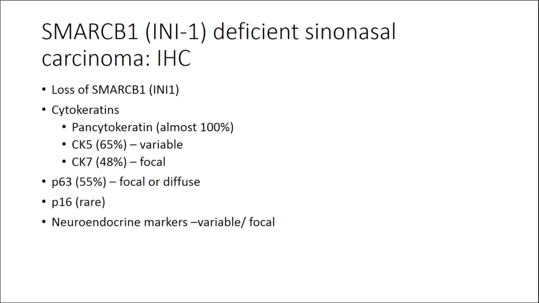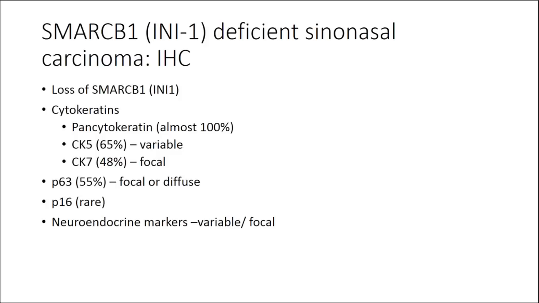So in terms of immunohistochemistry, the most common thing you'll see, obviously, is the loss of the INI1 protein complex. These should be keratin positive, and usually a pancytokeratin is what we do most. They might express CK5 or 7. You can see P63 focal or diffuse, and P16 rarely, but they're not HPV associated, so you have to do your HPV studies. And then some have described neuroendocrine type of markers, usually focal.